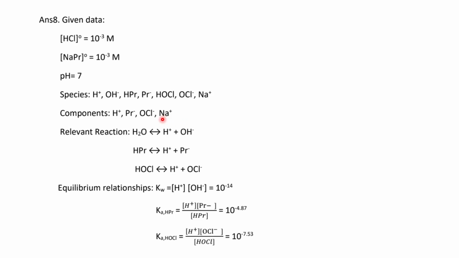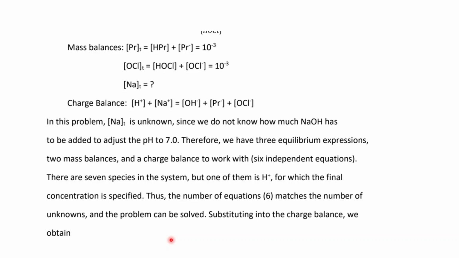Looking at the relevant reactions and the water, equilibrium relationships are also required for additional equations. So, the dissociation constant of water, and the acid ionization constant for HPr and for HOCl. Acid dissociation constant, sorry for calling it ionization. Then we can do the mass balance. We have no idea for Na total, and here we have to do charge balance also.